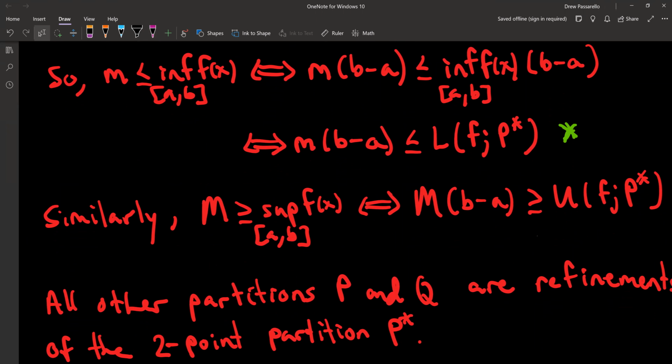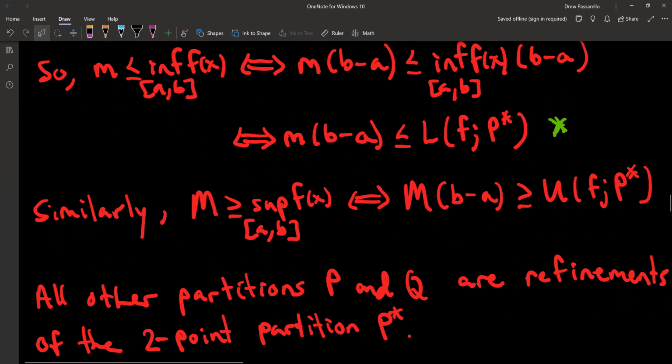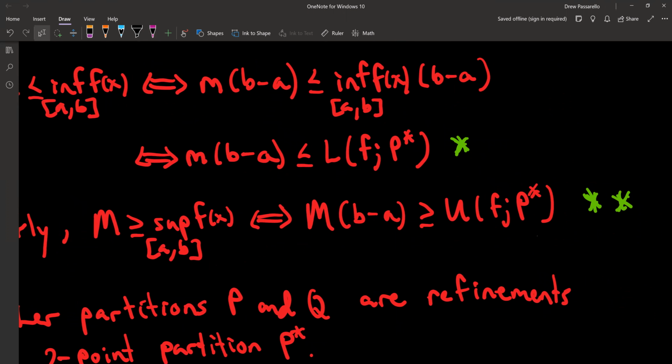Similarly, capital M is an upper bound, so it's going to be greater than or equal to the supremum of the function on the entire interval [a,b]. And since that's the case, capital M times b minus a is greater than or equal to the upper sum with our 2-point partition P star. And I'm labeling that part double star.